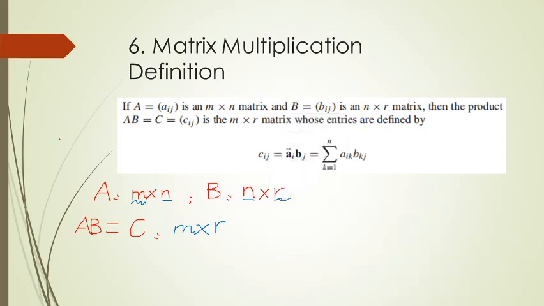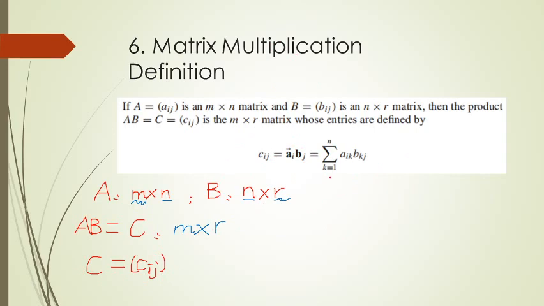Okay, M by R. And then we can write the matrix C in this format: C equals Cij, right? And this small letter Cij means the entry in the ith row and the jth column, right? Then how can we get the entries for the new matrix C? How can we calculate it?